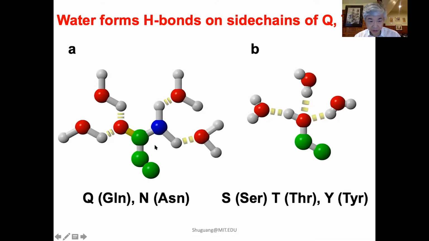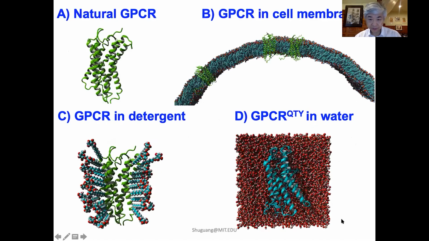That is glutamine or asparagine. The others are serine, threonine, or tyrosine, with an OH group on the side chain. This molecule can interact with three additional water molecules here. The hydrogen interacts with water as a donor, and this oxygen acts as an acceptor for two more water molecules. So those amino acids here will become water soluble.